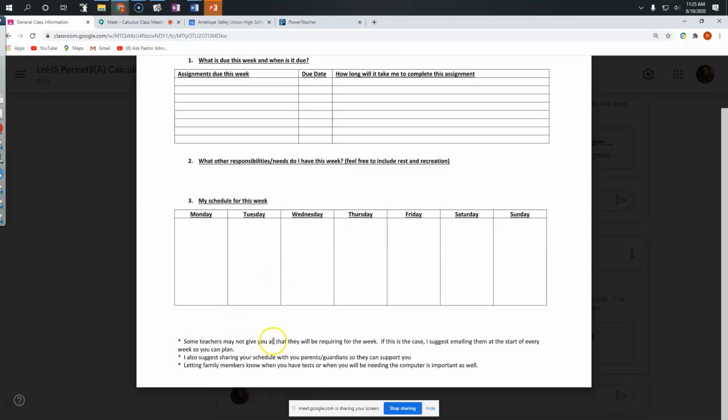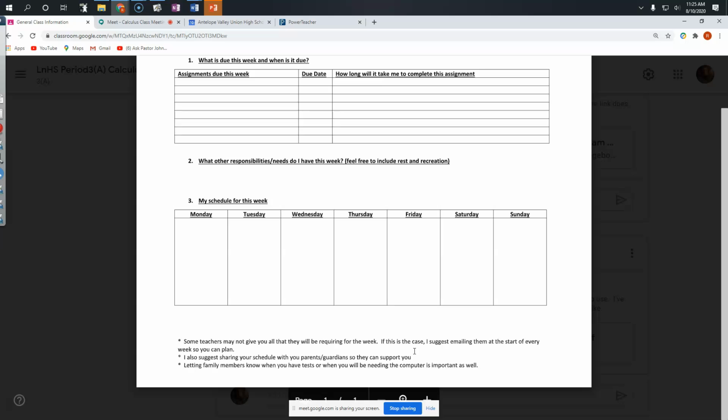Once again, some teachers may not be giving you everything they're going to be doing for the whole week upfront, so you need to ask them so you can plan. Also, I suggest that you share your schedule with your parents or guardians. One of the biggest complaints I had last year was students would say, I'm trying to do my schoolwork, but I've got chores to do. I've got to watch my brothers and sisters. I've got to babysit. Well, guys, your parents probably didn't know your schedule. So plan out your week.